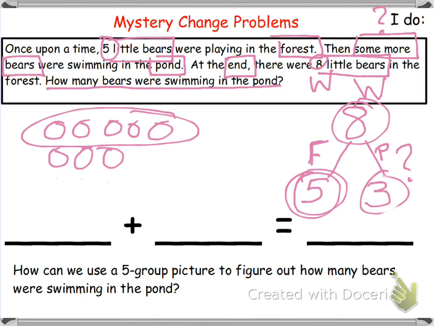Now the number sentence is the same for either way that you choose to solve it. So remember, for the number sentence for addition, the parts have to be hugging that plus sign, and the whole is by the equal sign. So we can do 5 plus 3, because those are our two parts, equals 8. Or you can also do 3 plus 5 equals 8. Either one of those works.